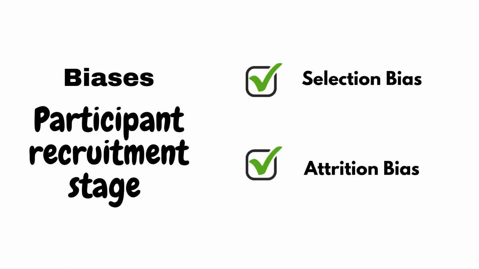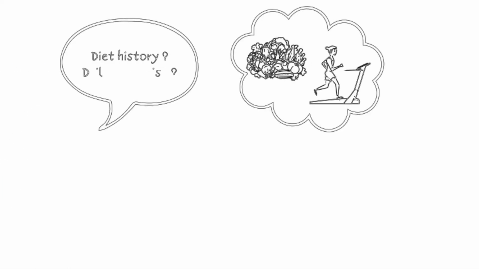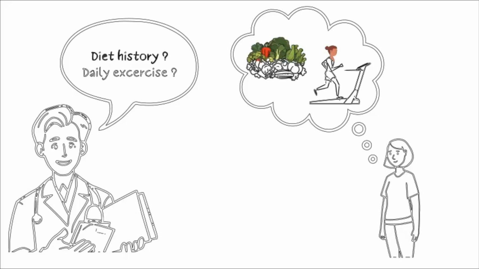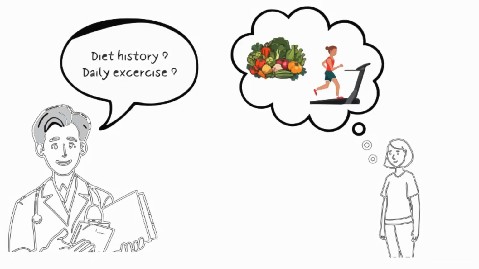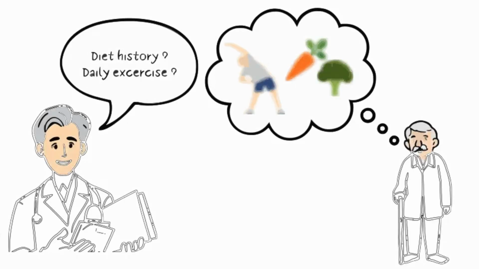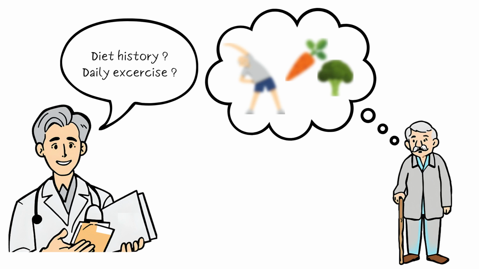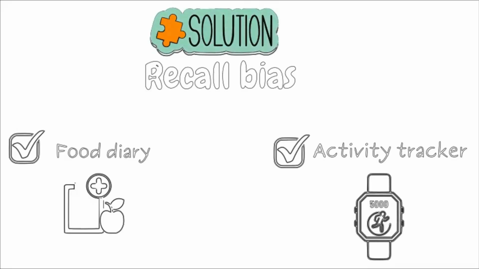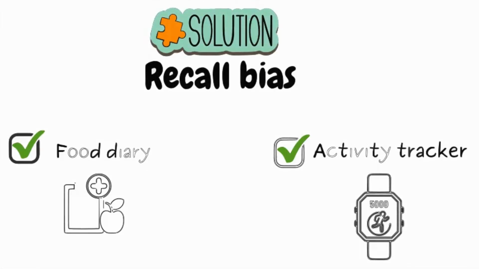Dr. Alex then asks patients about their past diet and physical activity. But some remember details differently. Some overestimate their healthy habits, while others forget how often they exercised. This is recall bias. To reduce it, Dr. Alex decides to use food diaries and activity trackers instead of relying on memory alone.